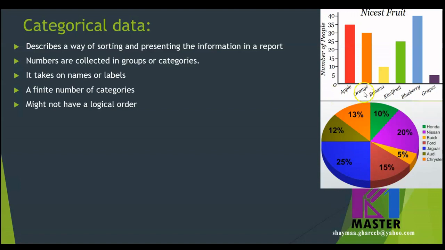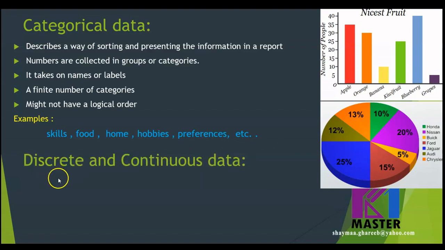No, not at all. If I started with the oranges, or I started with the banana, or I put the apple at the end of the graph, the order of the data will not affect anything in the graph. Okay? Examples for categorical data: we can find categorical data in graphs that talk about skills, food, hobbies, preferences, etc.